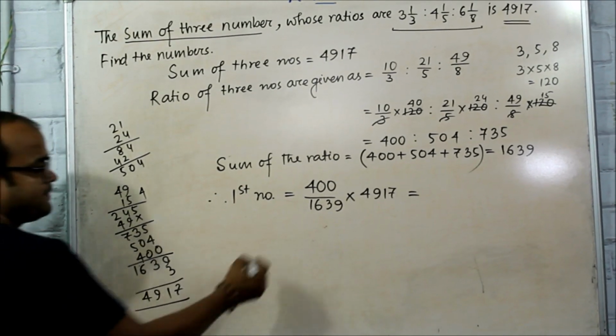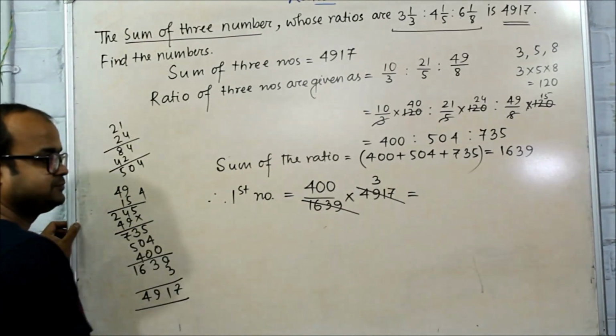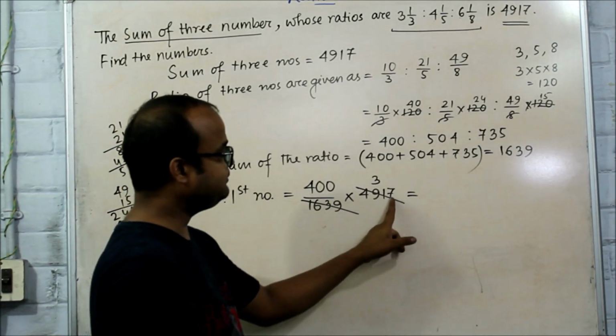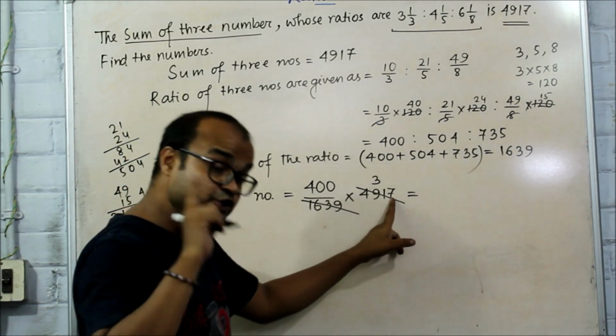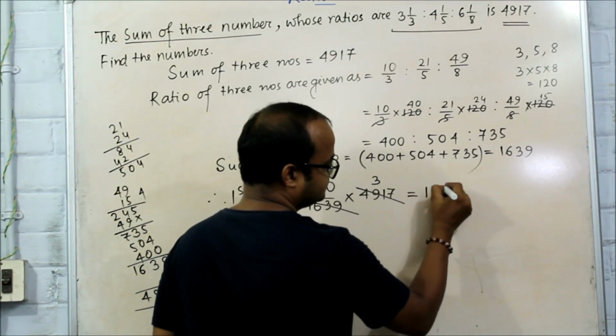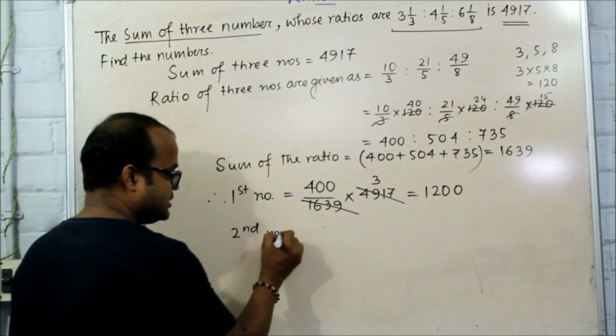Now you see, it will directly cancel with 3. Clear? How will I get the end? 9 3s are 27, so I am just checking with the unit digit. So 4 3s are 1200.